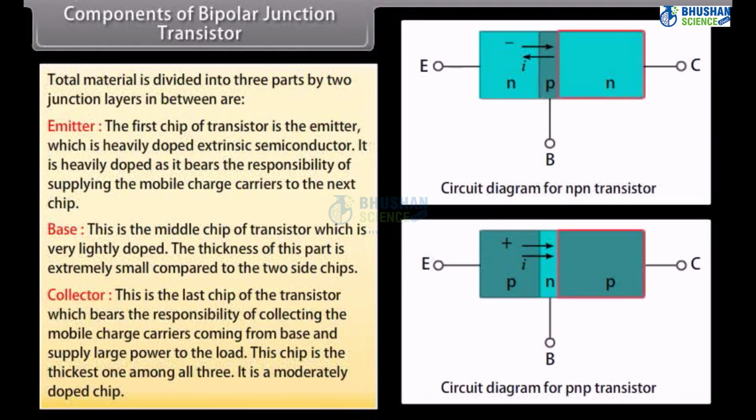Collector. This is the last chip of the transistor which bears the responsibility of collecting the mobile charge carriers coming from base and supply large power to the load. This chip is the thickest one among all three. It is a moderately doped chip.